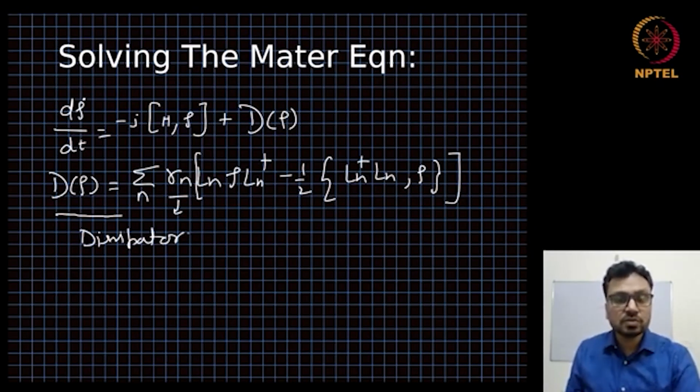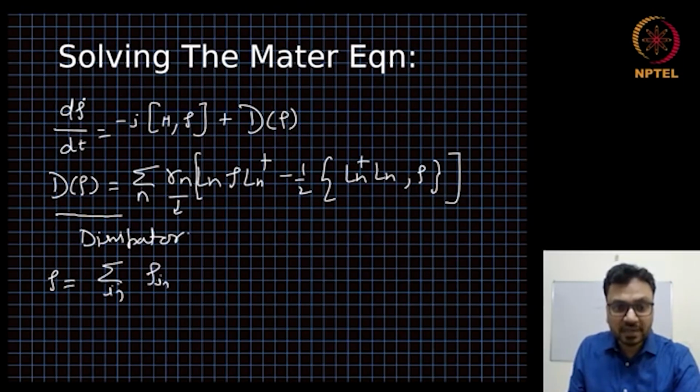So our task is to solve this master equation. To see it, let us write ρ as the sum over ij of ρij, the coefficients in the computational basis, times |i⟩⟨j|. So |i⟩ and |j⟩ form the computational basis. The time dependent part of ρ comes in the coefficient ρij.